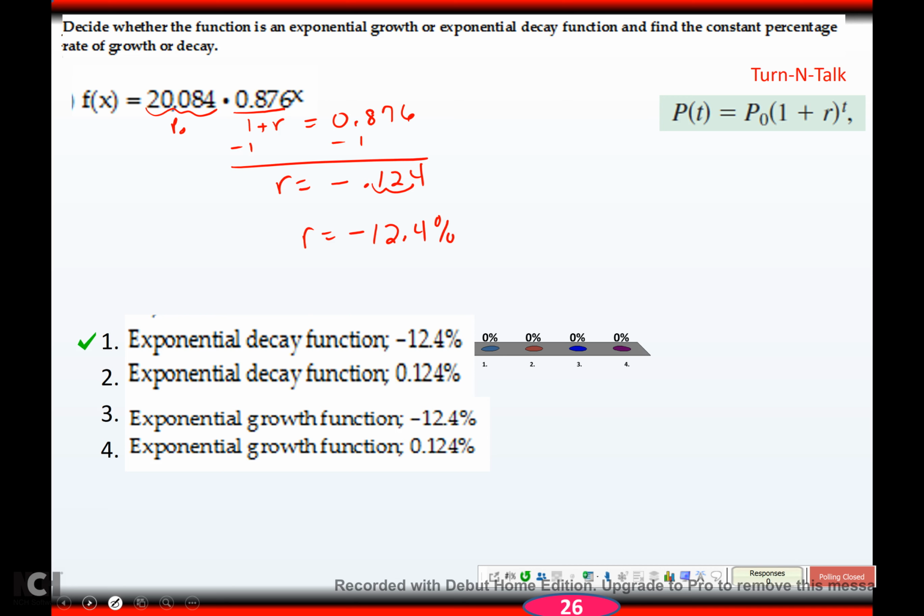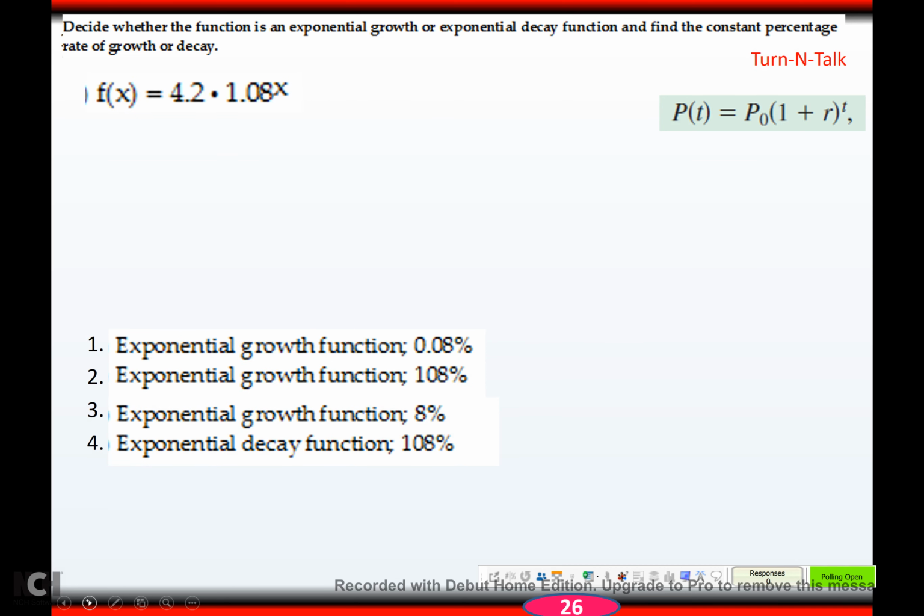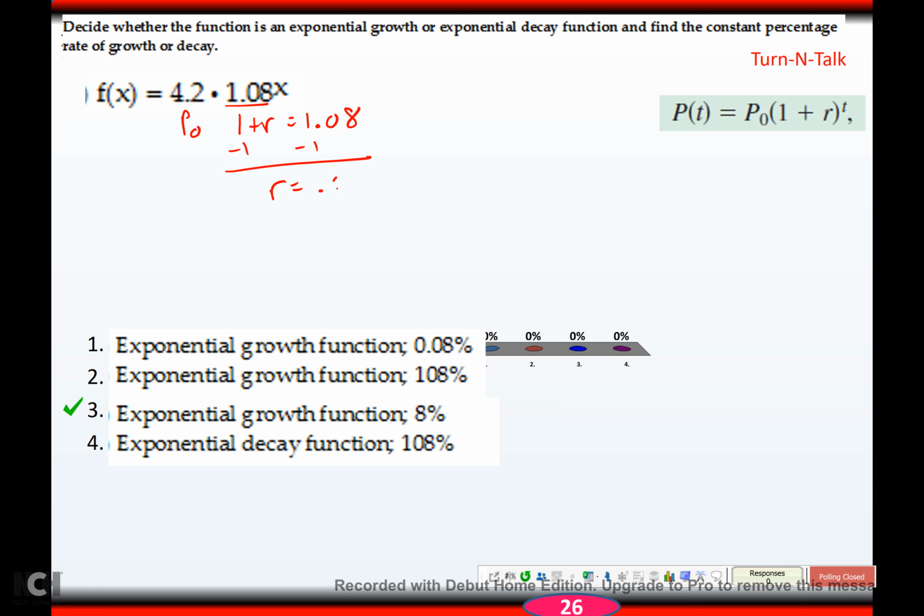Okay? All right. Same thing. Hit pause. Come back when you're ready. There is my P sub naught. There's my 1 plus R, which equals 1.08. So minus 1 from both sides, R equals 0.08, which is positive, which means it's growth, and two places over would make it an 8% growth rate.